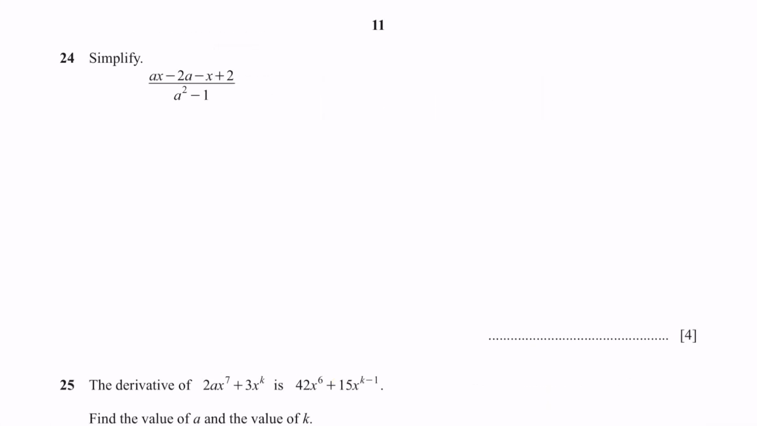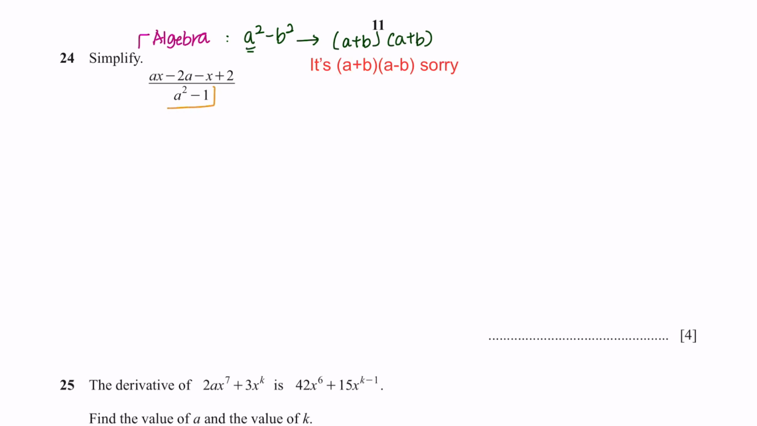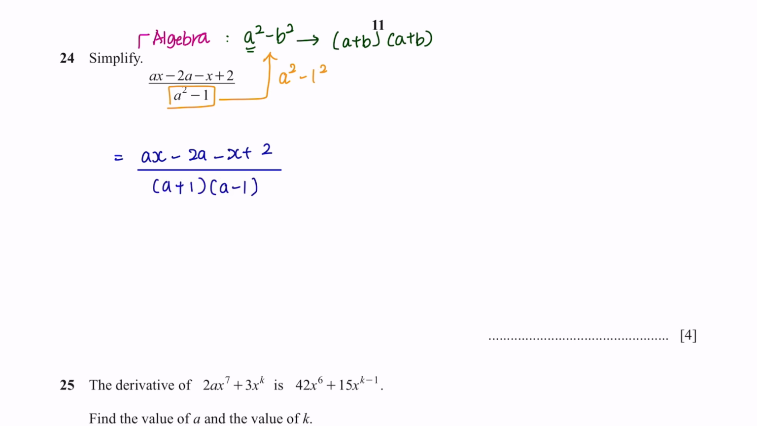Next, question 24. Simplify. This question is related to the topic of algebra. Under algebra, you have learned the difference of two squares. For instance, you have two numbers which are squared, and if you factorize it, it can be written like this. The denominator of this equation is the same as this rule, whereby it is a squared minus 1 squared. The square of 1 is 1. So instead of having a squared minus 1 squared, we can write it as a plus 1, a minus 1. So we have simplified the bottom of the fraction.